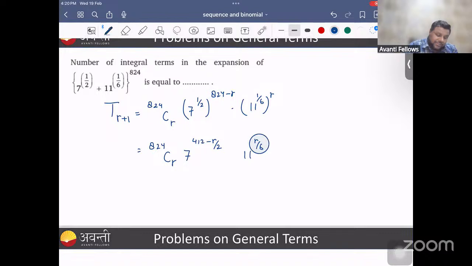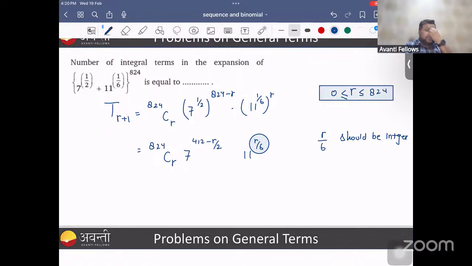Now that means r by 6 should be an integer, and your r lies from 0, inclusive of 0, to 824, correct? Now r by 6 should be an integer. So if r by 6 is an integer, that means r is an even number at least. So in that case, this 412 minus r by 2 will definitely be an integer. So I don't have to think anything about it separately. Understood? So what do you get?